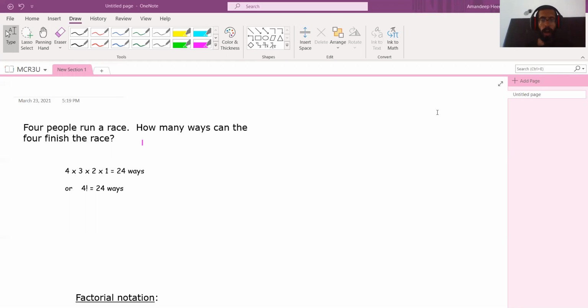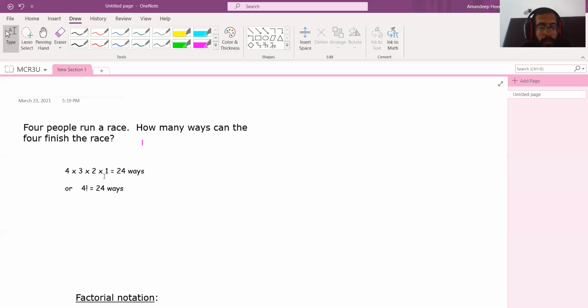So let's look at this example. I have 4 people running a race, and I want to know how many ways those 4 can finish the race. For first place, there are 4 people who can be in first place, so 4 options. But once we know who is going to be in first place, there are only 3 people for second place. Then there are 2 people for third place. And once we know who is in third place, there is only 1 person left for fourth place. If we multiply them together, 4 times 3 times 2 times 1 is 24 ways the four can finish the race.